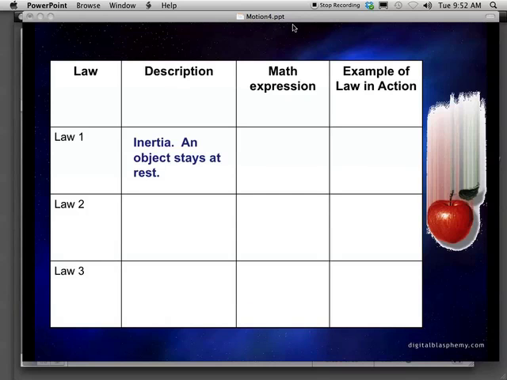We have no formula for it. An example would just be a book sitting on your table. It stays there because there are no other forces acting upon it to cause it to move.